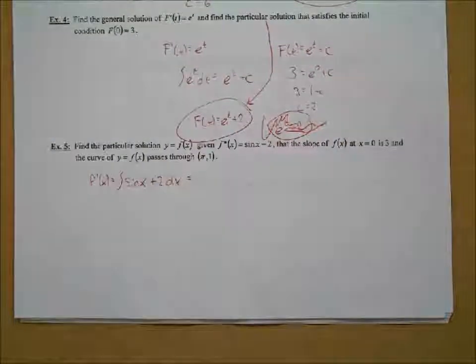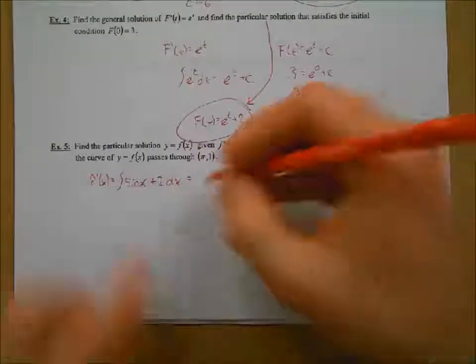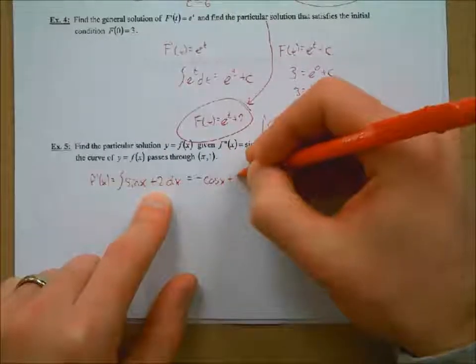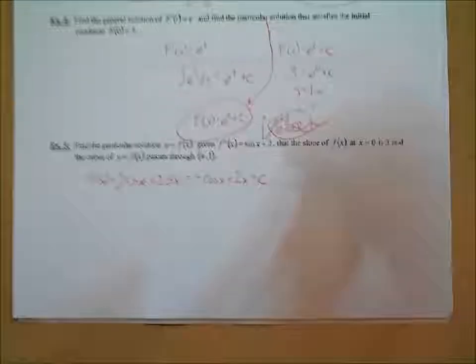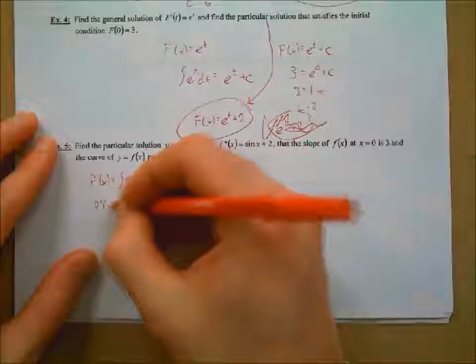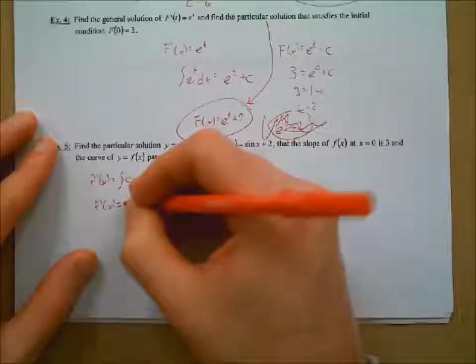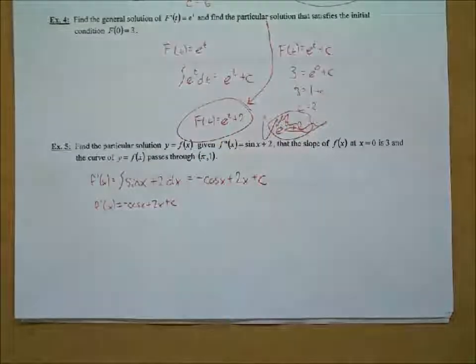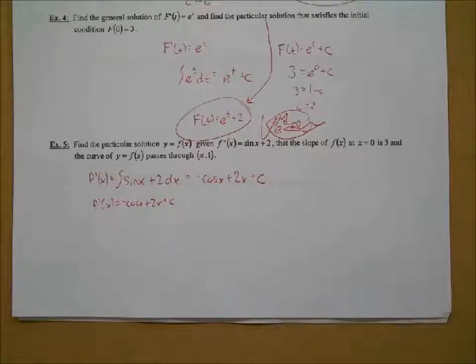What is the integral of sine? Good, negative cosine of x. And the integral of 2x. And then don't forget your plus c there at the end. And so we now have f prime of x equals negative cosine of x plus 2x plus c. At this point, we have that c value that shows up. We could integrate from here, but we maybe want to try and figure out what that c value is. What piece of information can we use here to find our c value?